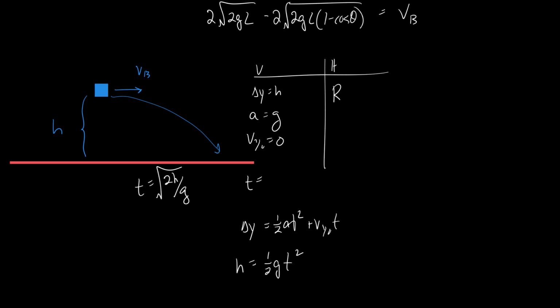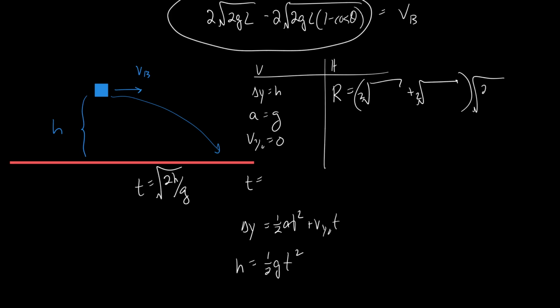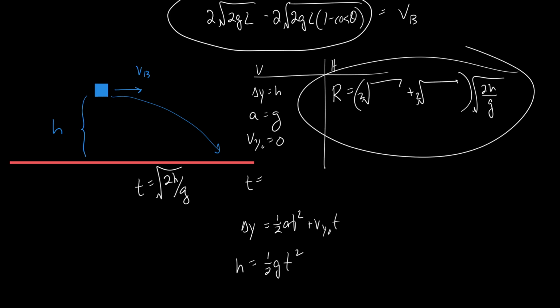So range equals all of this, that plus that, all times the square root of 2h over g. And that's your answer. Easy peasy lemon squeezy. Okay, minus.